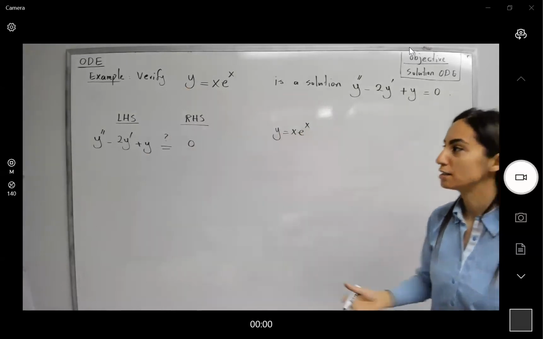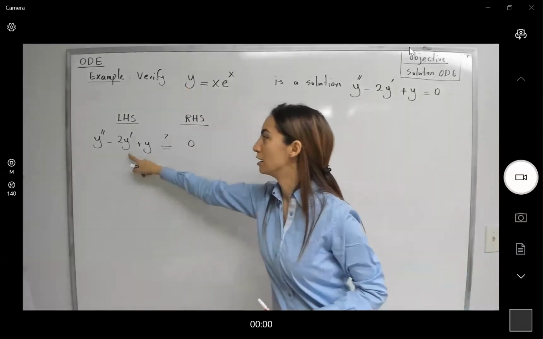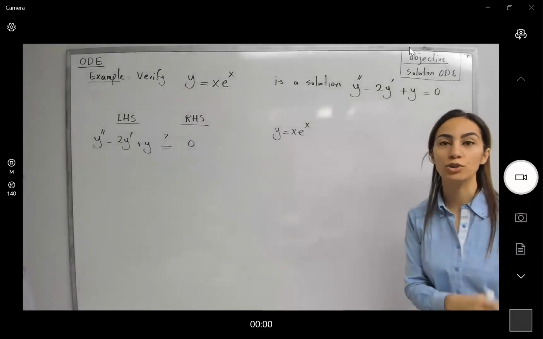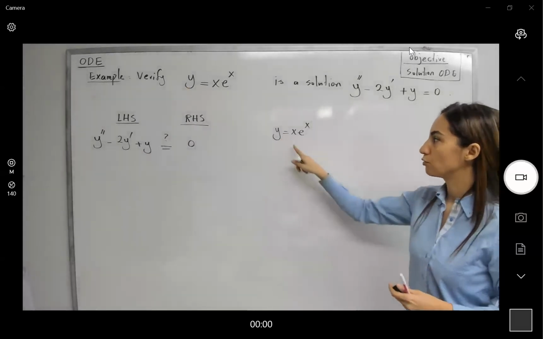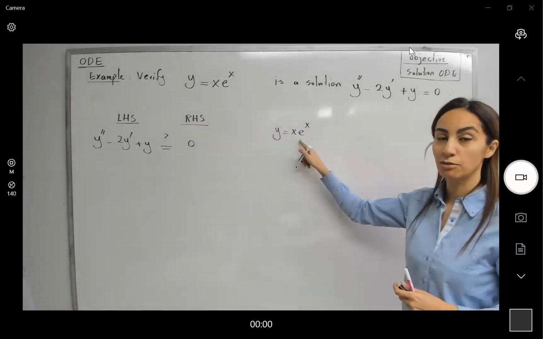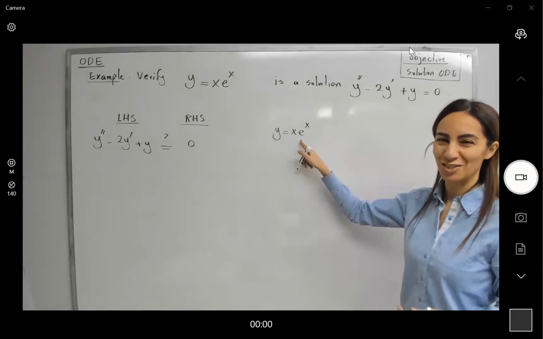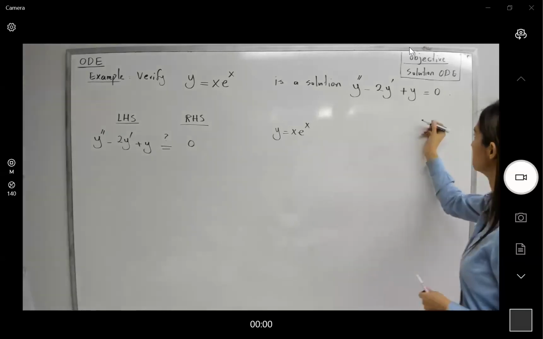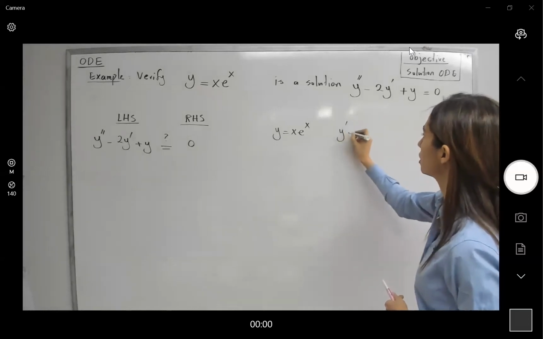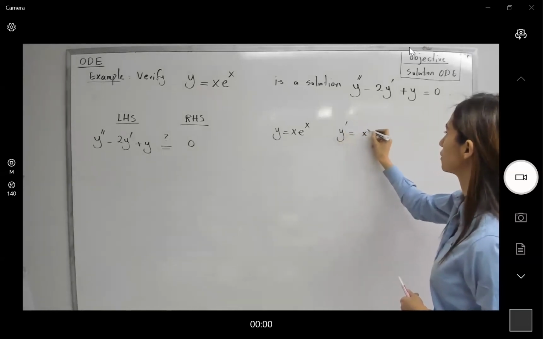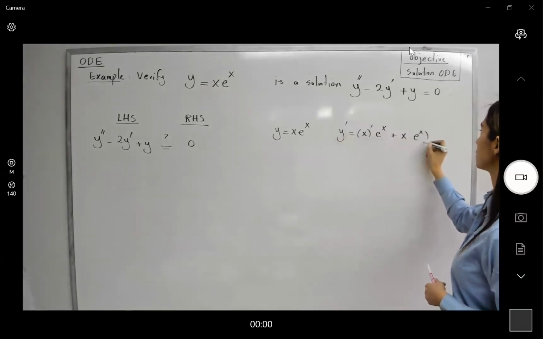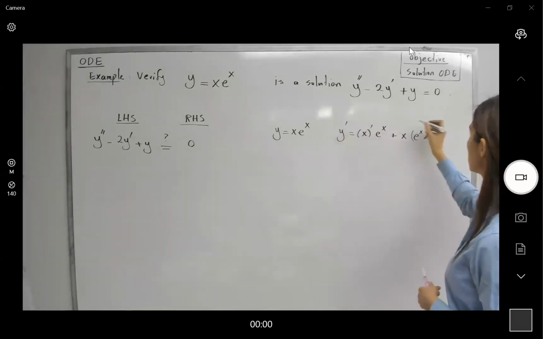Well, what do I need? By looking at the ordinary differential equation, you need the first derivative and also you need the second derivative. So we need to find the first derivative of this function. Here you have the multiplication between two functions. So we need to apply the product rule. So for the product rule, y prime is equal to the derivative of x times e to the x plus x times the derivative of e to the x.